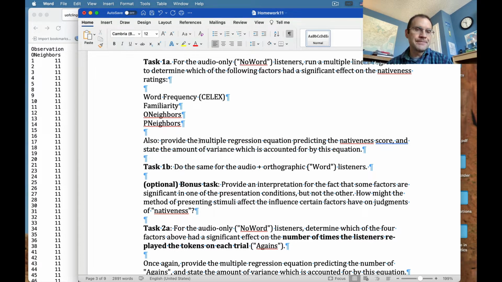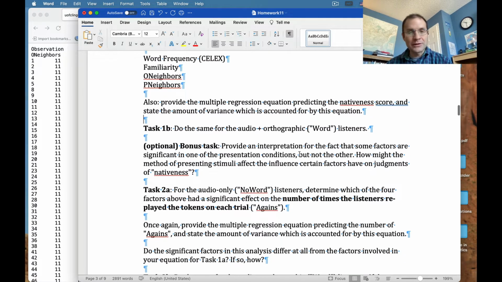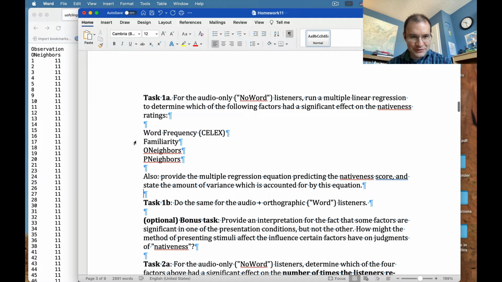So for this equation, think of how we write linear regression equations, right? That will tell you what sort of information you need to include. And the amount of variance accounted for by that equation you can get from your analysis as well. Okay, that's task 1A. Task 1B, same thing, same factors, different dependent measure. So you're just going to do this for the audio and orthographic word listeners. Actually, sorry, same dependent measure, same independent factors, different group of listeners.